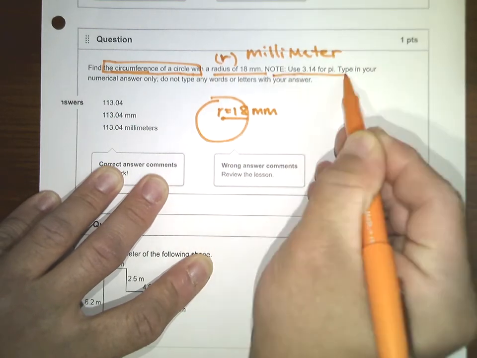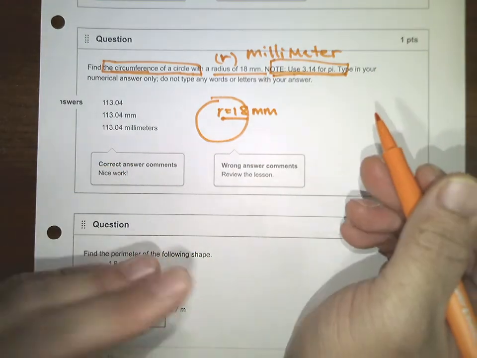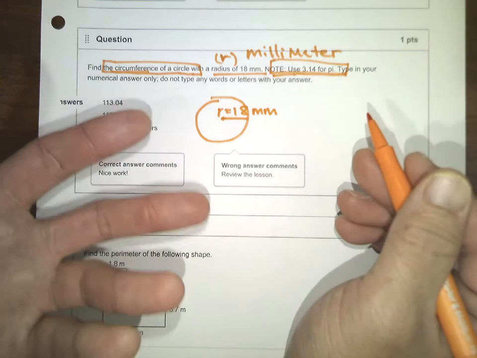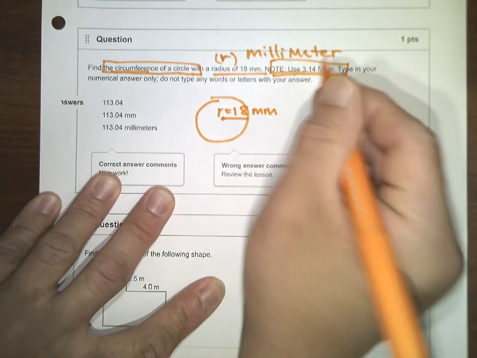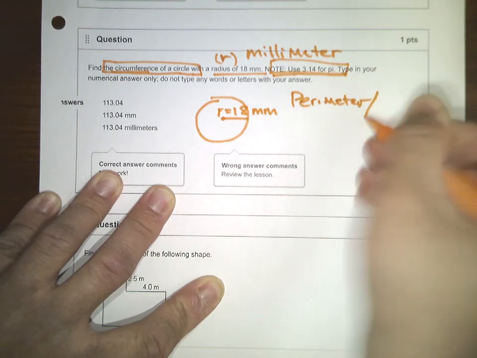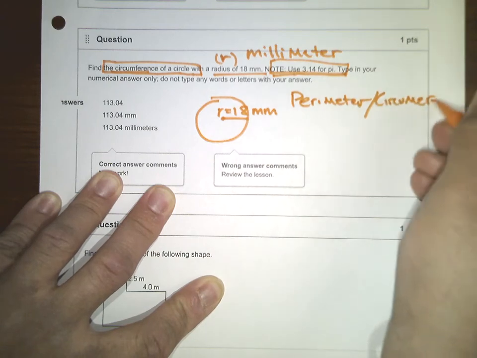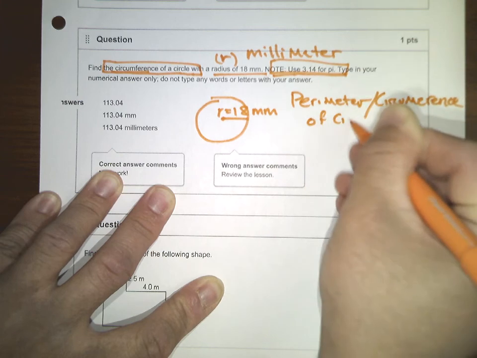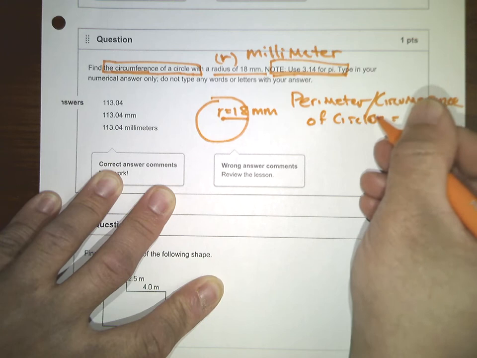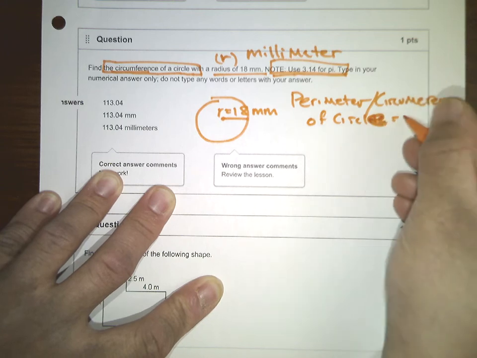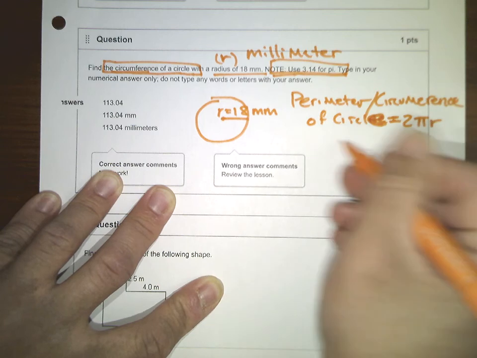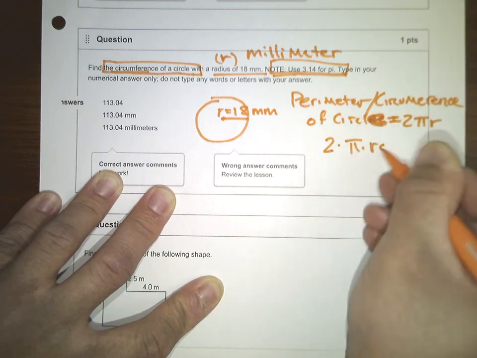And then it says, note, use 3.14 for pi. So pi is this number that goes on and on forever, but we're just going to use the first two digits after the decimal point. All right, so the perimeter or the circumference of a circle, the formula is going to be 2 times pi times r, the radius, or 2 times pi times the radius.